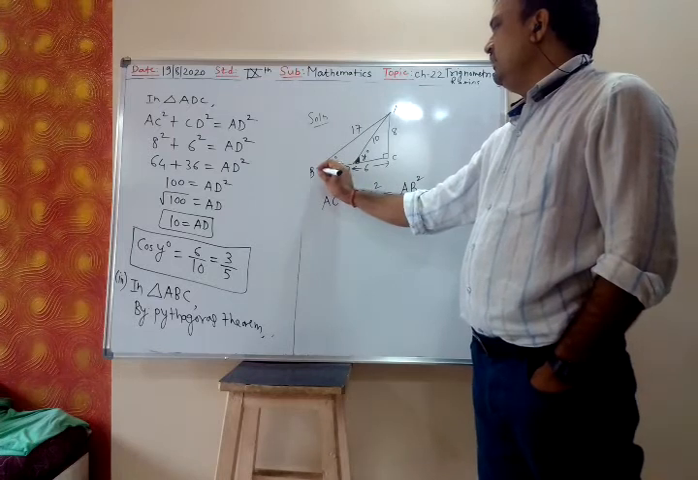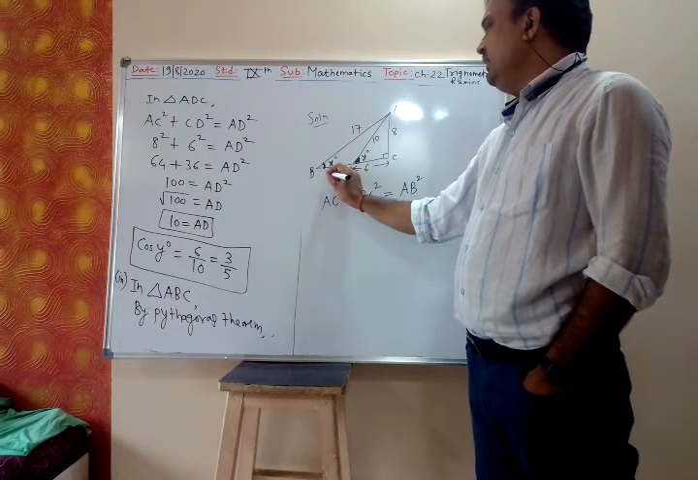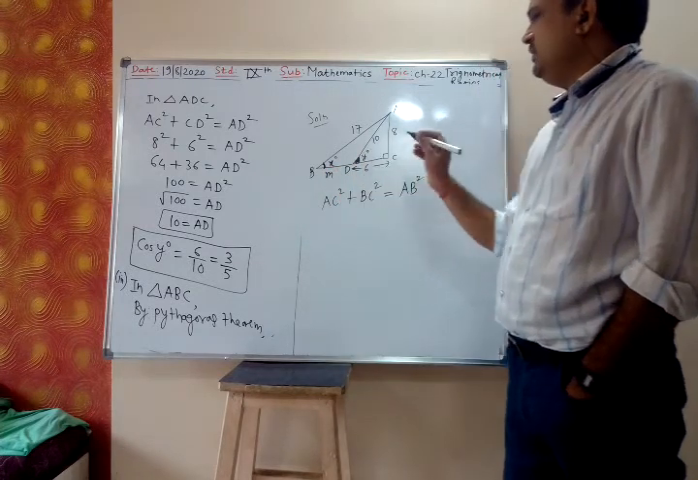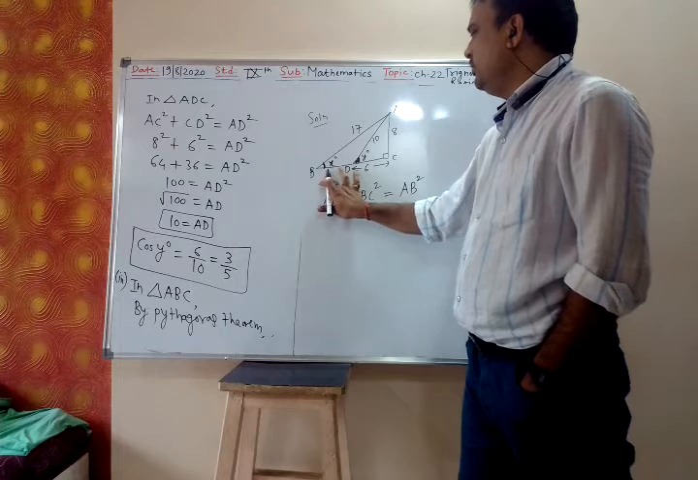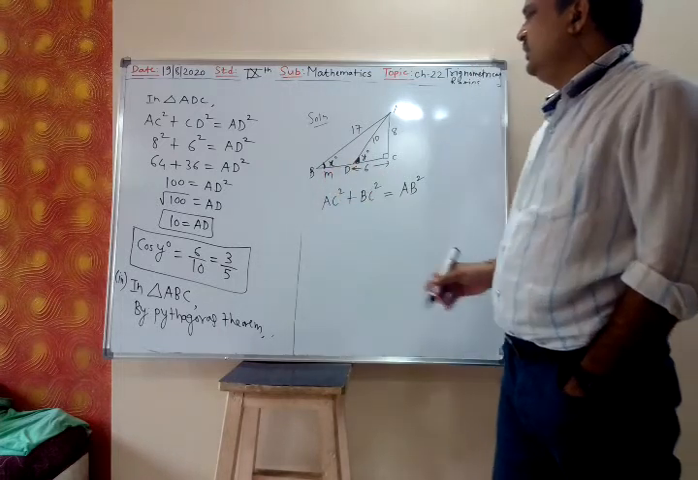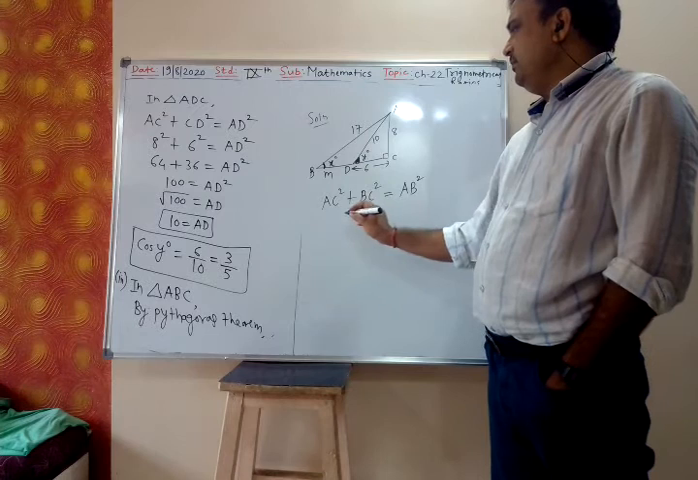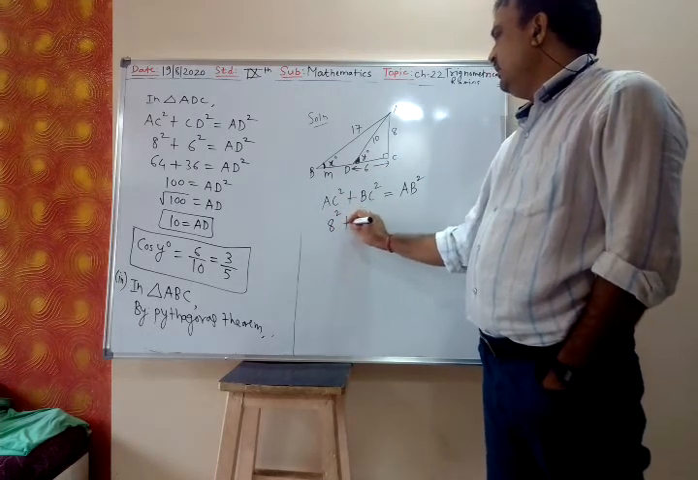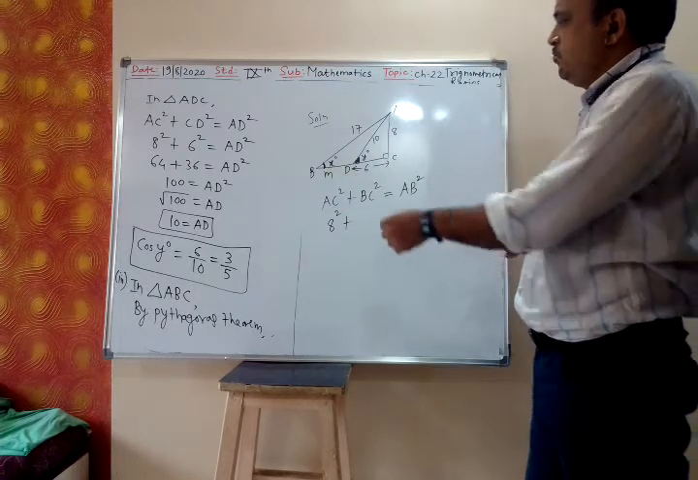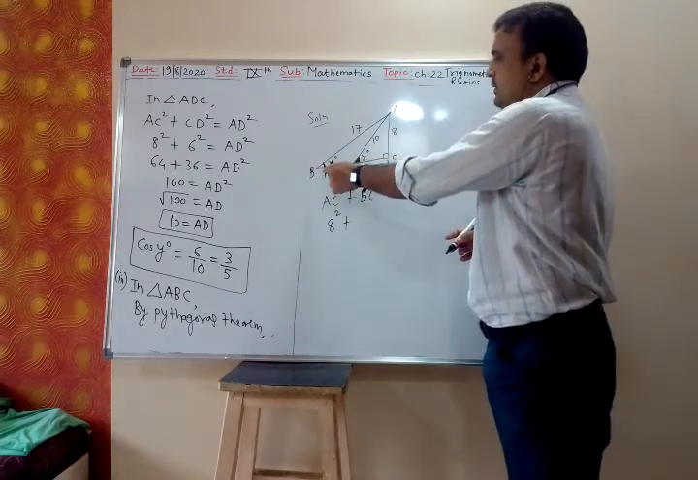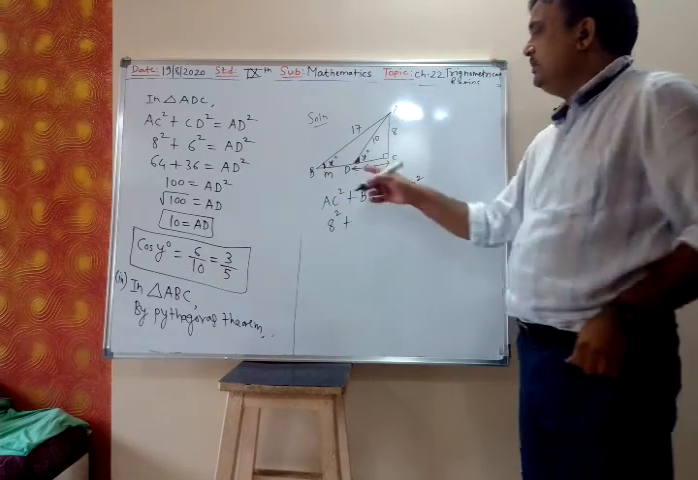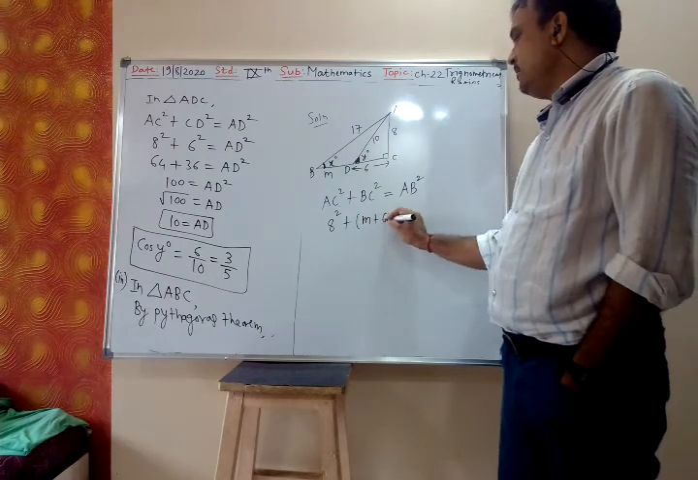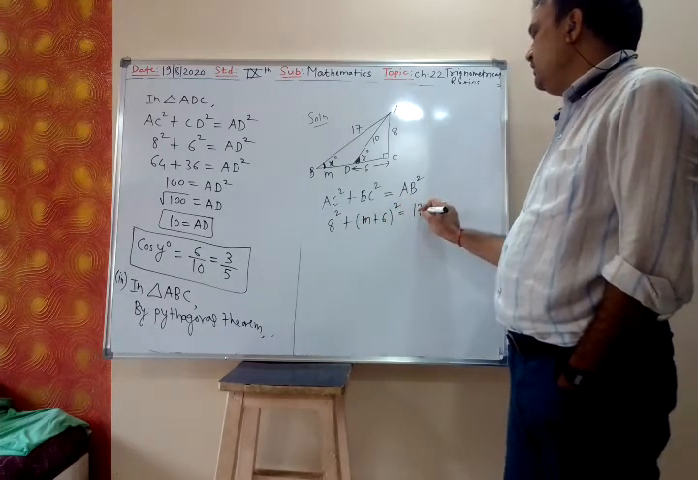Now this value BD is not given. Let us take BD as m. Let us take any variable, you can take small a, no problem. Let BD be m. So what is AC? AC is 8, 8 square, plus BC. What is BC? BC is m plus 6. So m plus 6 whole square is equal to AB square, which is 17 square.